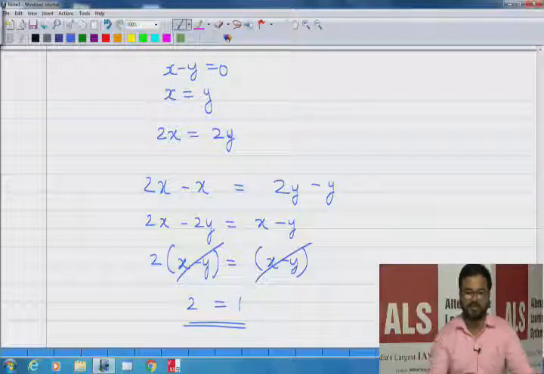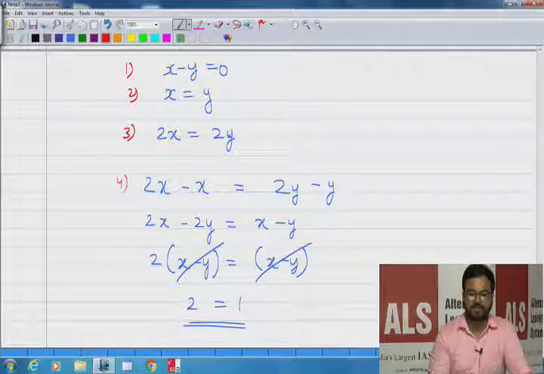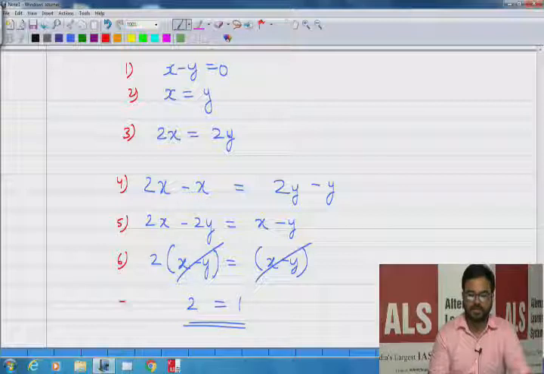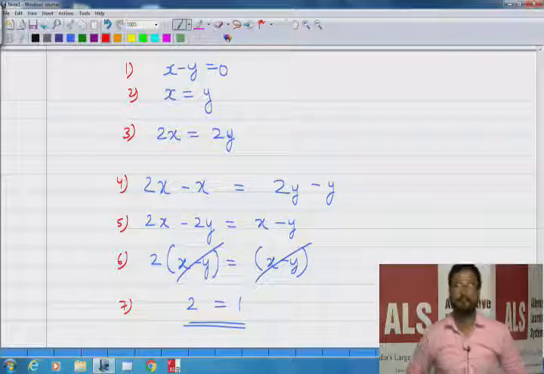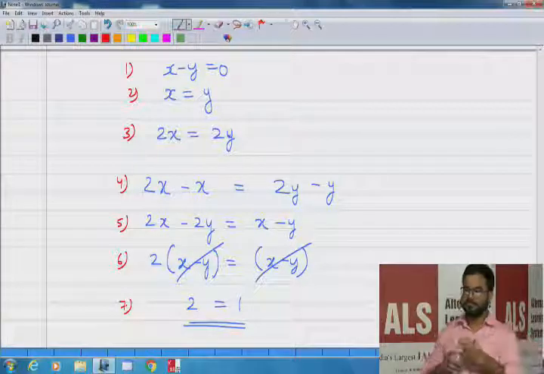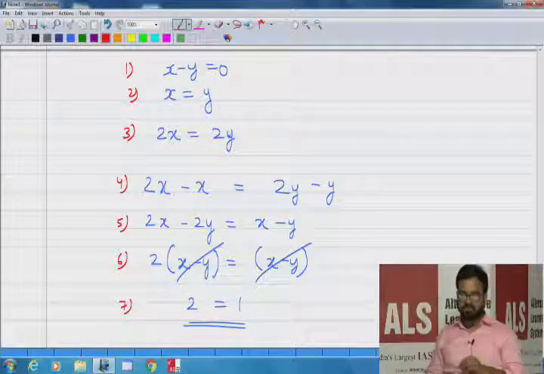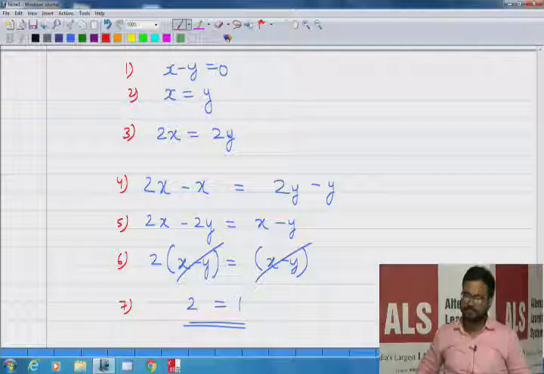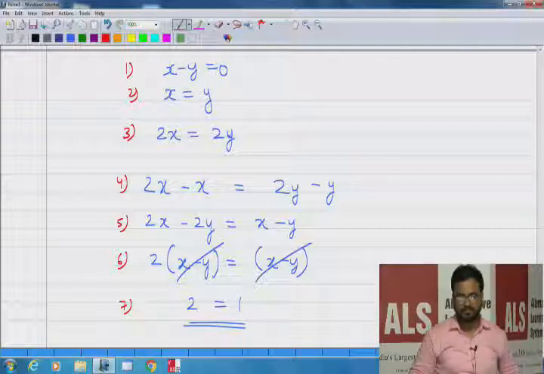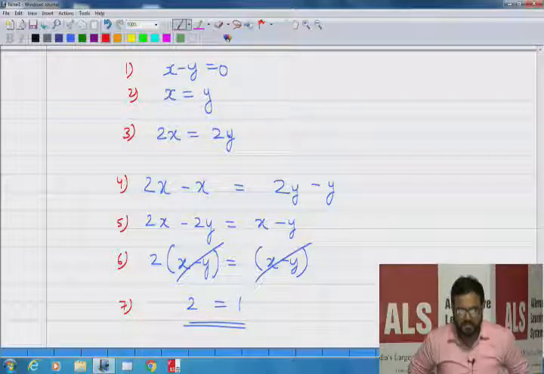Okay, let me name the steps also, so you can easily figure out. This is step 1, this is step 2, this is 3, this is 4, this is 5, this is 6, and this is 7. So what is wrong in step 6, Senapati? X minus y is equal to 0. Step 3, 4, CC4. What is wrong in this step?